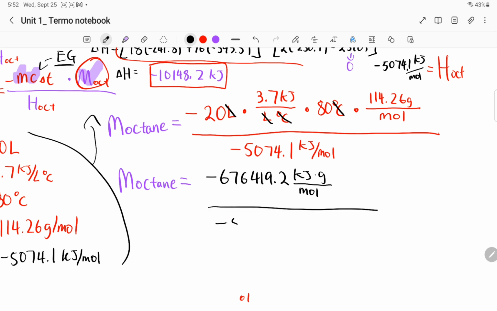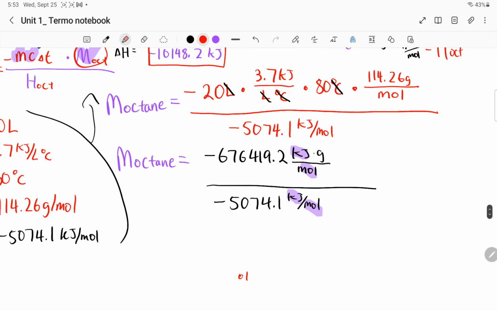All of that divided by negative 5074.1 kilojoule per mole. So notice how we have here kilojoule divided by kilojoule, mole at the bottom divided by mole at the bottom. So those will cancel out. Then you will see that your final answer will end up in grams, all right? So that means our units will match, because mass of octane has to be in grams. If you somehow end up with, let's say, degrees Celsius, that means you messed up somewhere. You have to go back and see where you did not cancel out the Celsius.